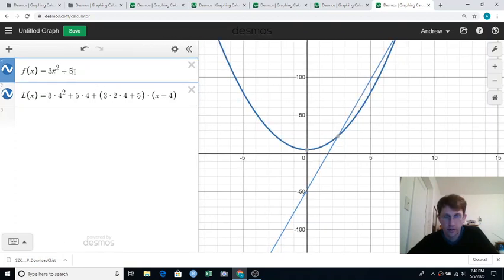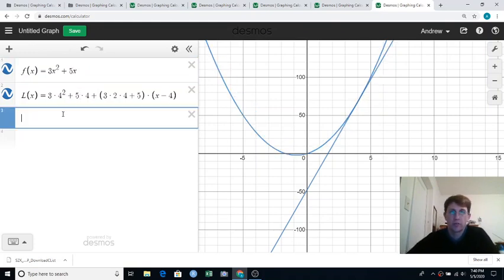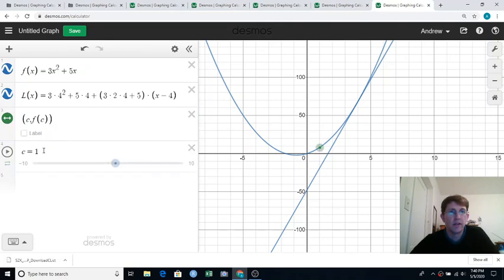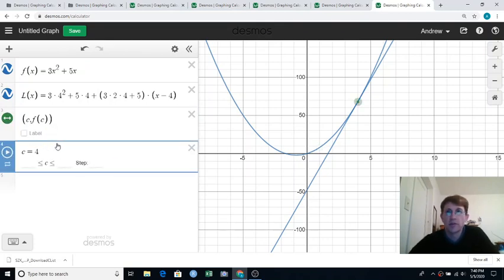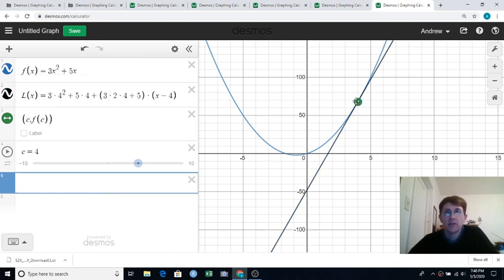Oh, that's because I'm missing an x there. Okay, there we go. I can even put a dot at c comma f of c. Oh, I forgot to define c. I'm using c equals 4. And let's color the tangent line black. Okay, so did my formula for the tangent line that I derived by hand work out? Yes, it seems to have worked.